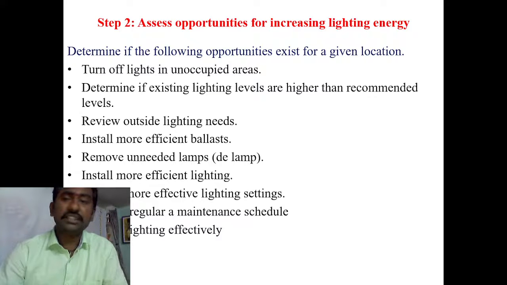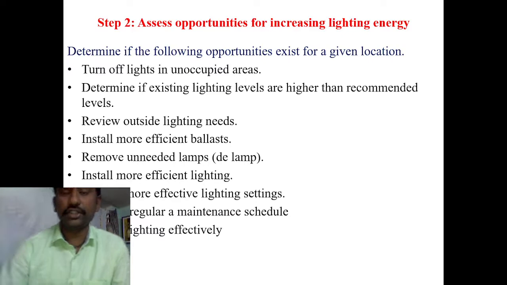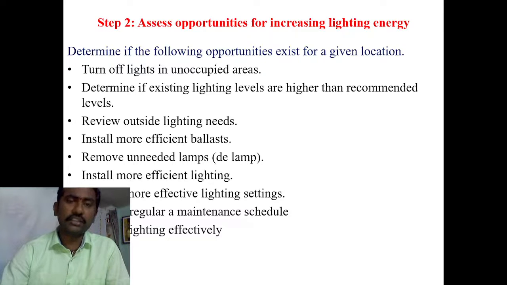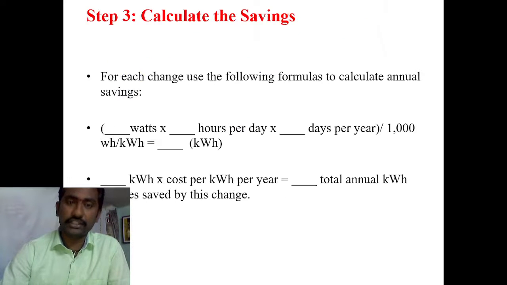And step 2, assess the opportunities for increasing lighting energy conservation. So first, what are the chances? Determine if the following opportunities exist for a given location: turn off lights in unoccupied areas, determine if existing lighting levels are higher than the recommended levels, review outside lighting needs, install more efficient ballasts, remove unneeded lamps, install more efficient lighting, employ more effective lighting settings, follow a regular maintenance schedule, and use daylight effectively. These are the opportunities for increasing lighting energy conservation.